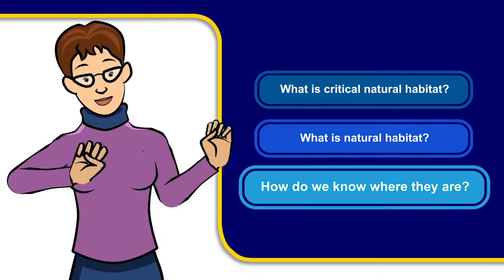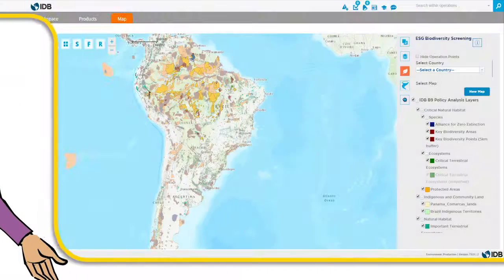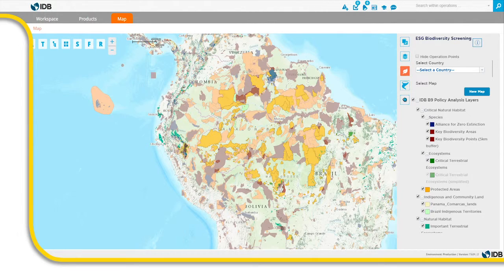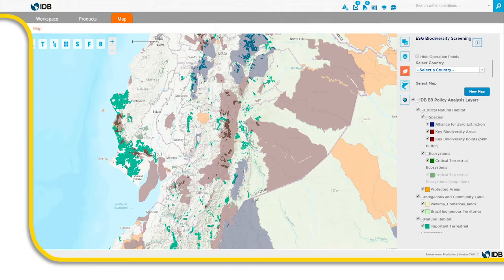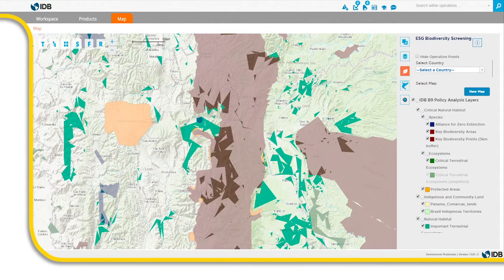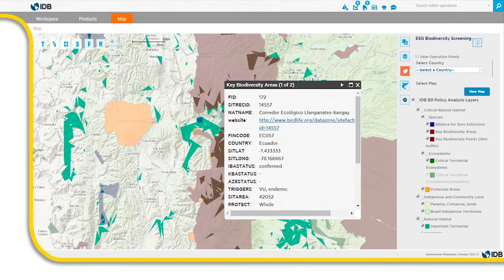So, how do we know if a project site overlaps with critical natural habitat or natural habitat? IDB has its own mapping tool containing layers of spatial information on the distribution of all of the categories that I have just mentioned. This spatial information is freely available and can also be found on the web. So, if we know the proposed project location and its area of impact, we can see what it might overlap with. It's a quick and useful screening approach to give us an idea of potential impacts a project could have.